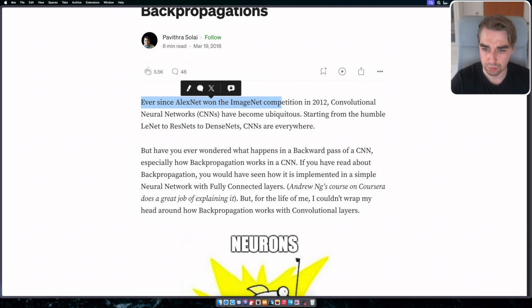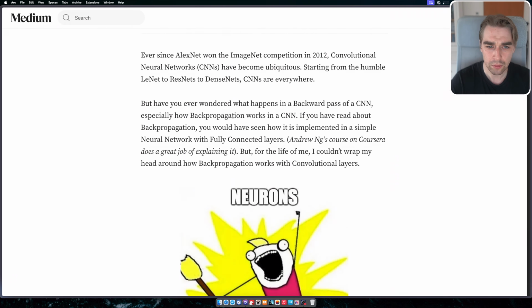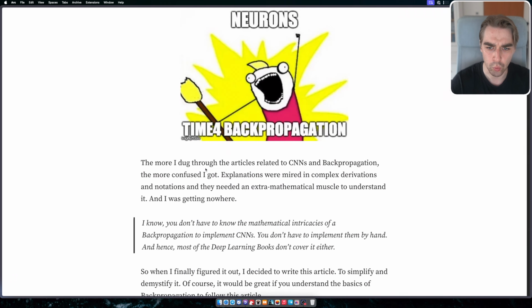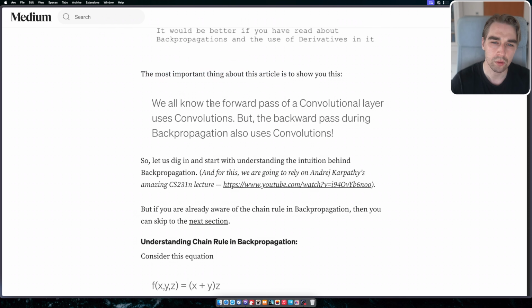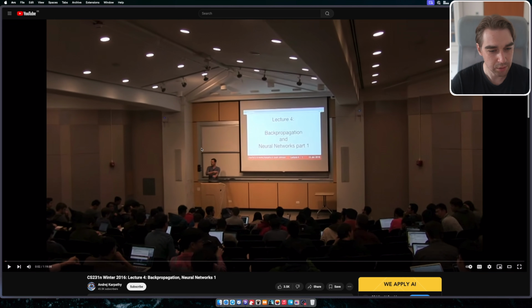Okay, I will skip all of the introduction parts because we already know why we need to know this. And I think the most important thing about this article is to show you this. We all know the forward pass of the convolutional layer uses convolution, but the backward pass during the backpropagation also uses convolutions, which is interesting. So let's dig in and start with understanding the intuition behind backpropagation. For this, we're going to rely on Andrej Karpathy's amazing lecture. This is the lecture about backpropagation in general.